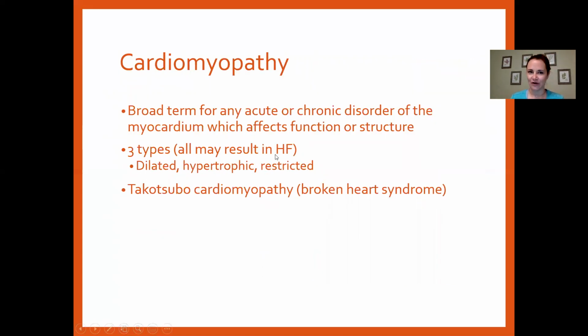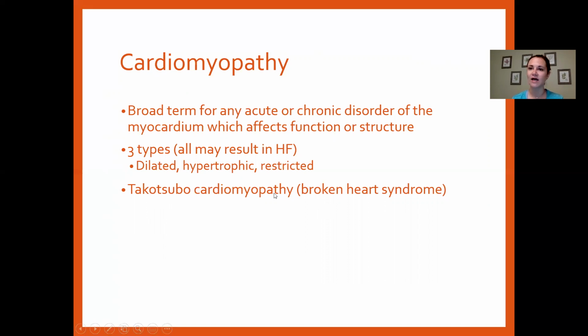And then our last condition here is cardiomyopathy. This is a broad term for any acute or chronic disorder of the myocardium, the muscle layer of the heart, which affects function and structure. There are multiple different causes of cardiomyopathy, and there are actually 3 types: dilated, hypertrophic, and restrictive. There's a little bit of difference in symptomology, risk factors, and treatment for each of those. But what I want you to remember is that overarching, they all may result in heart failure. So again, go back through in your head to the heart failure treatment. And that's all I need you to know about this cardiomyopathy stuff.